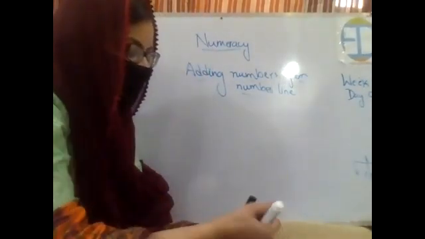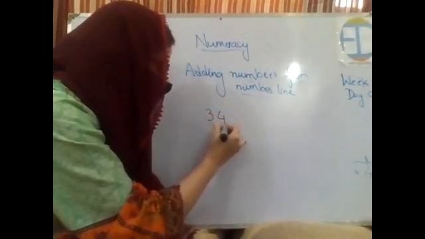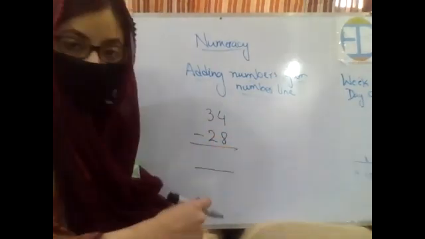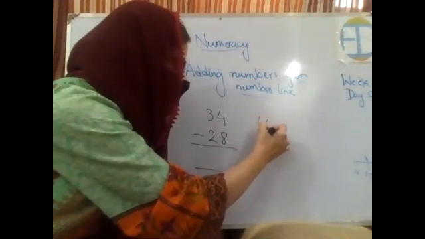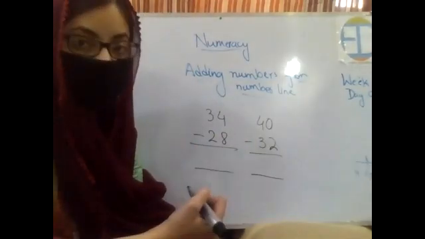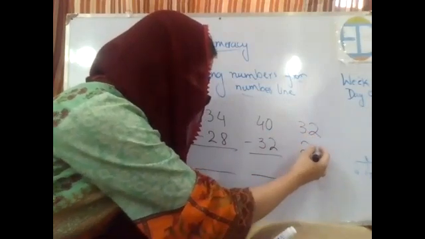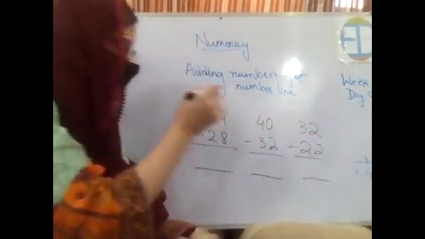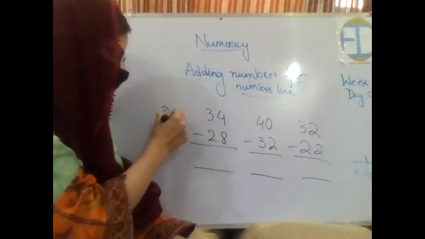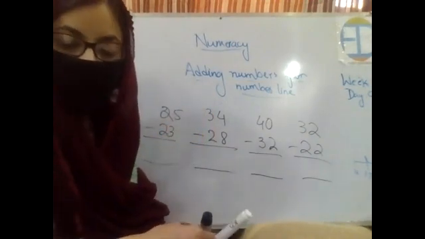Okay. So the first point is when the rabbit will start from 34 and end at 28. First, you will find the difference of this. Then you will find when it starts from 40 and ends at 32. How many numbers come in between that? Then you will find the difference between 32 and 22. And the last but not the least, you will find the difference between 25 and 23. Note it down in your notebook.